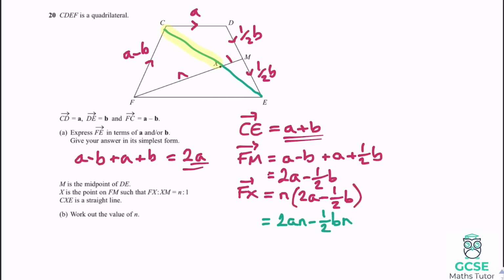Now, if we have a look at what we need to do next, if we have a think, C to X, so the line that we're looking for, is C to F plus F to X.